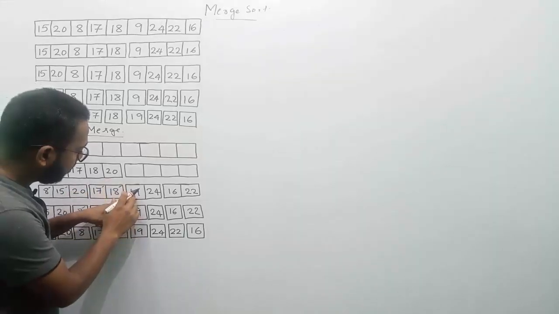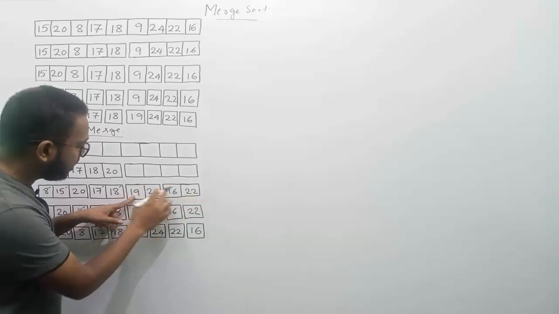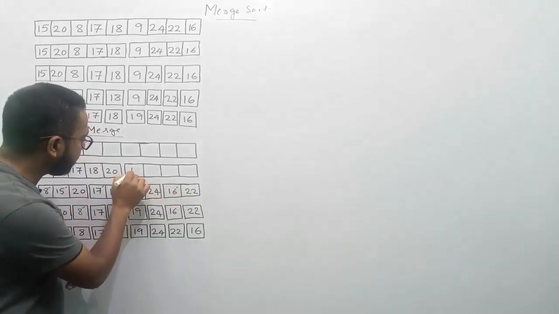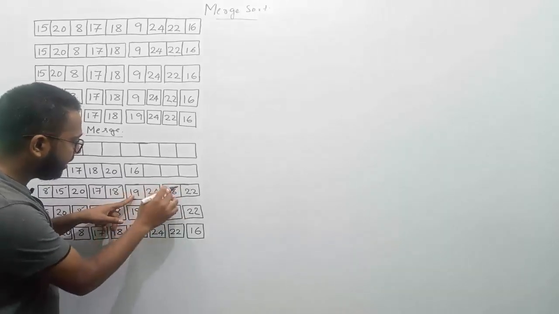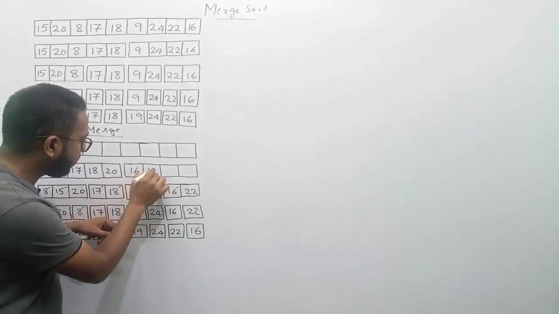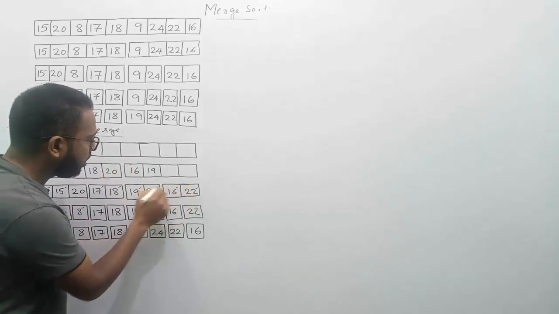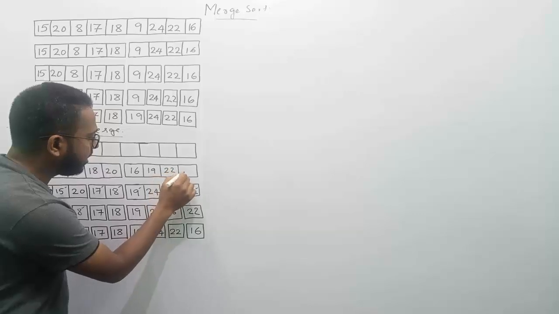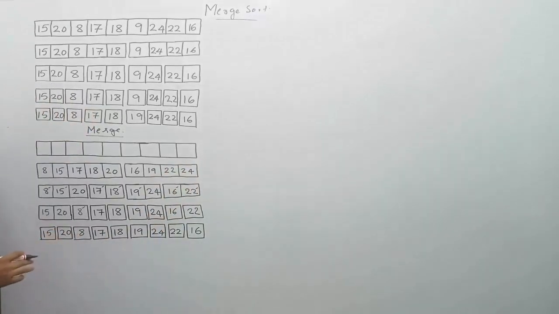We need to compare the first element of the left subarray with the first element of the right subarray. 16 is minimum, so we will bring 16 here. Okay, next we need to compare 19 with 22. 19 is minimum, so we will bring 19 here. Next we'll compare 24 with 22. 22 is minimum, so we'll bring 22 here, and then last we are left with 24. We'll just keep that in the last place.